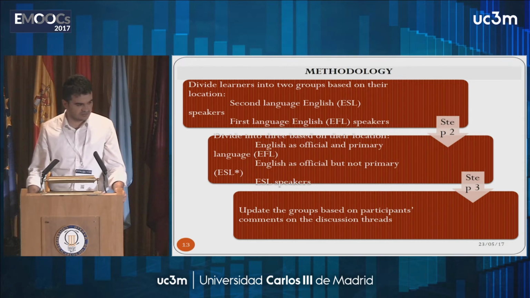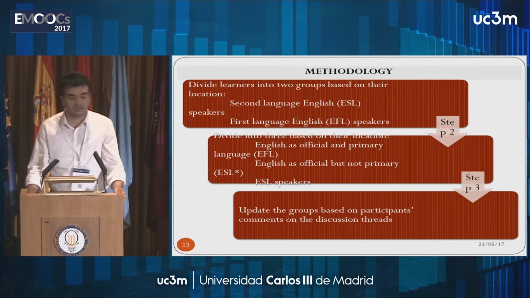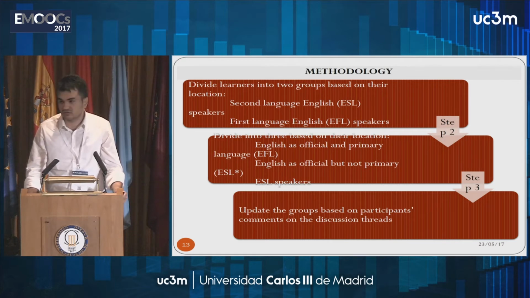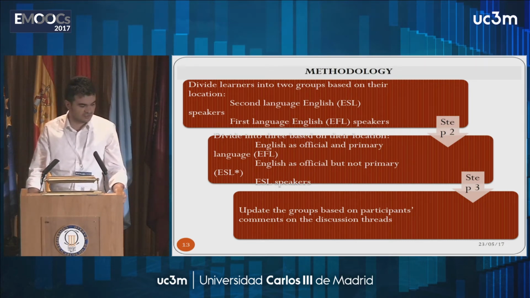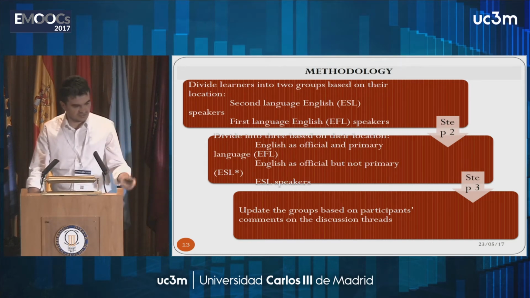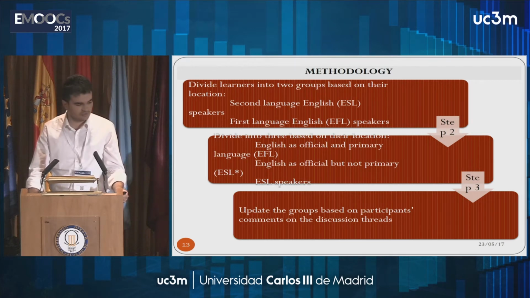In this paper, we completed three steps, and in each step we revised our grouping. In the first step, we grouped them into two categories: English as a second language users and English as a first language users. But the results weren't what we expected, so we decided to update our grouping based on learners' location. So we divided English as a first language users into two subgroups: first and primary language, and first but not primary language users. I will show you the details of our study, but this is just an overview. And lastly, we also looked at comments of learners to improve our grouping.